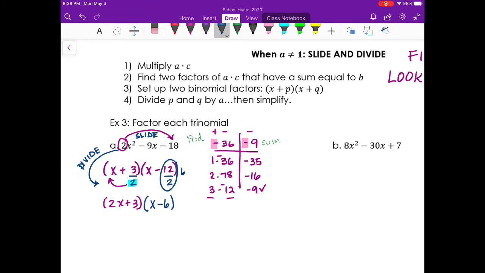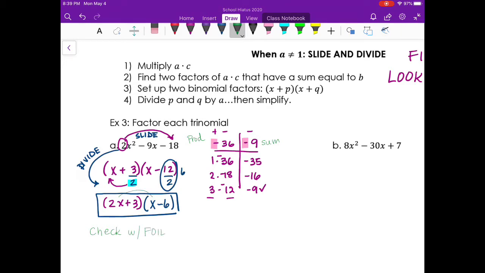So our final answer is 2x plus 3 times x minus 6. And then it's always a great idea to check your work by using FOIL. And that's where you'll multiply them back together again.